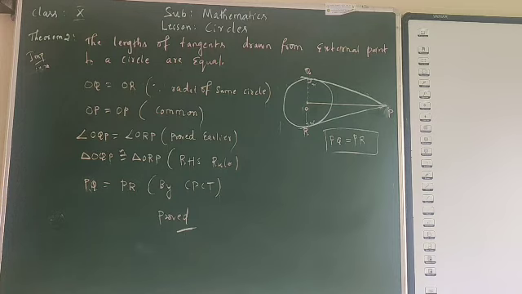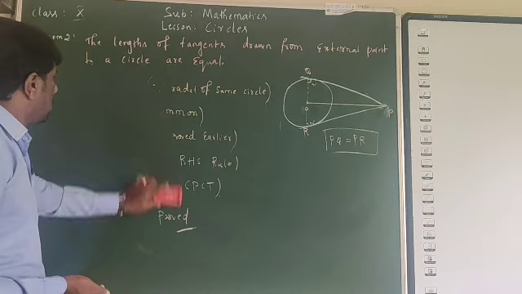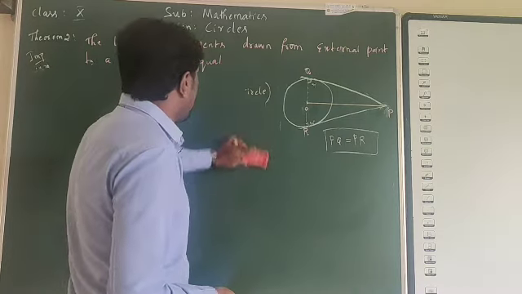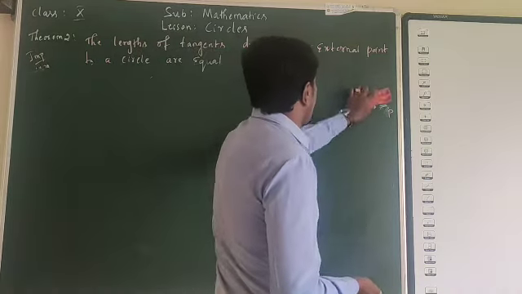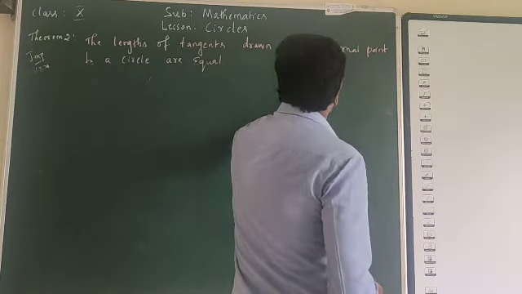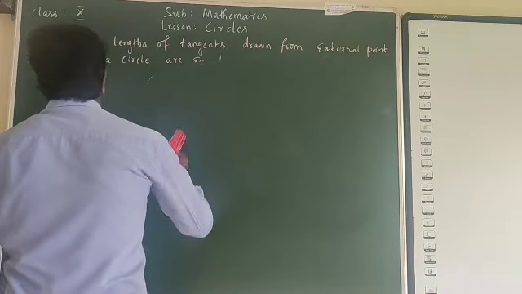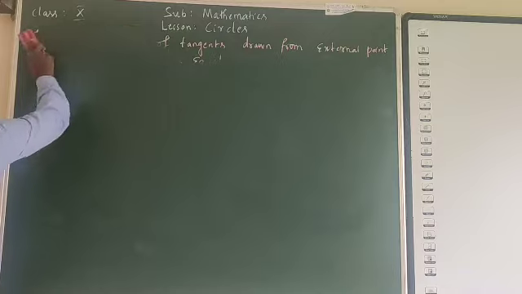So this is about the second theorem, which is very easy. This we can expect as a famous question. So this is very, very important. These theorems you need to write and practice. You need to write twice, thrice, then you should practice that.